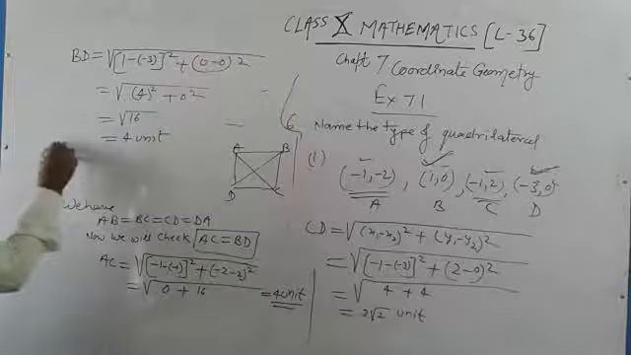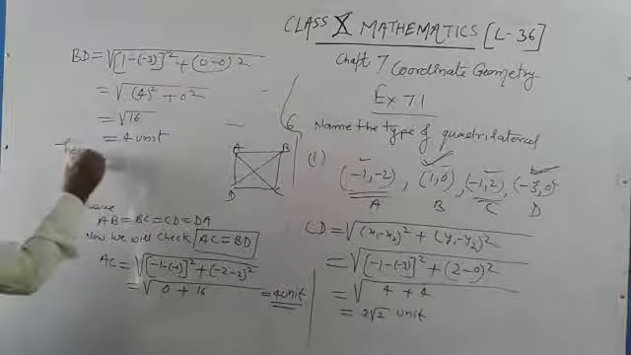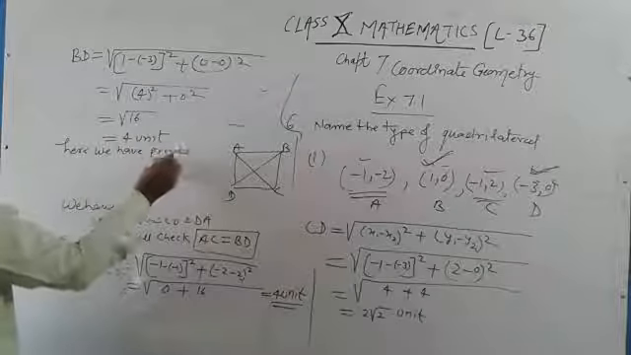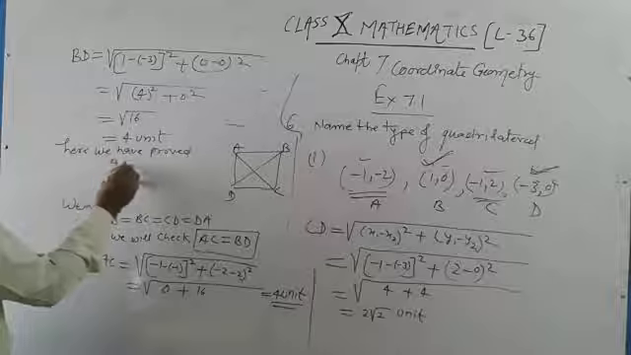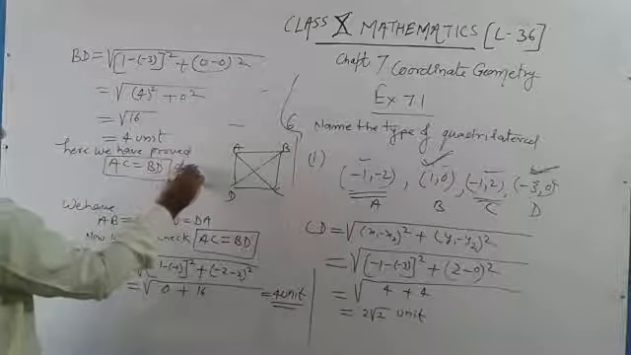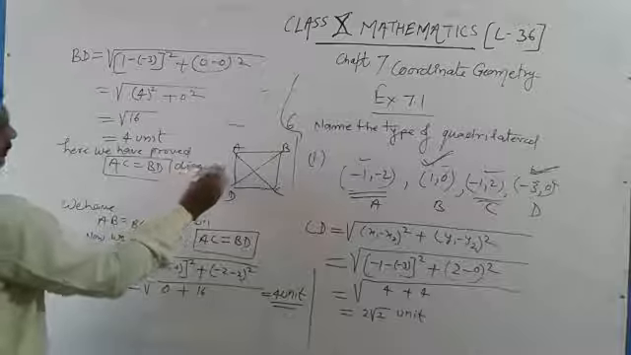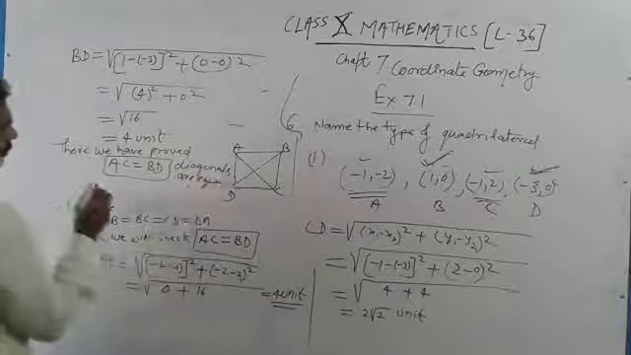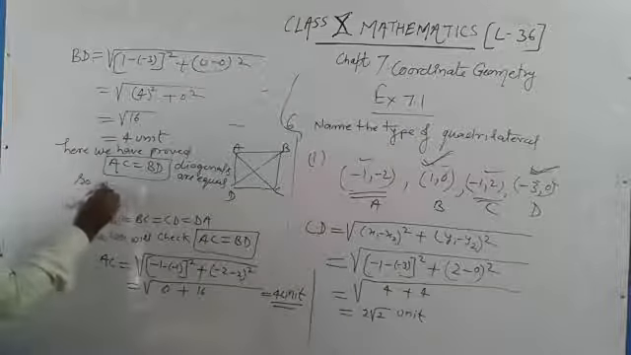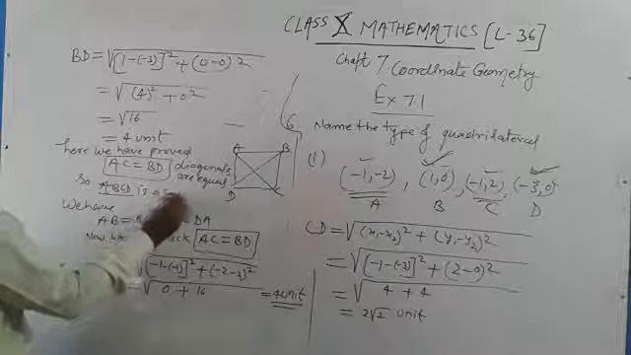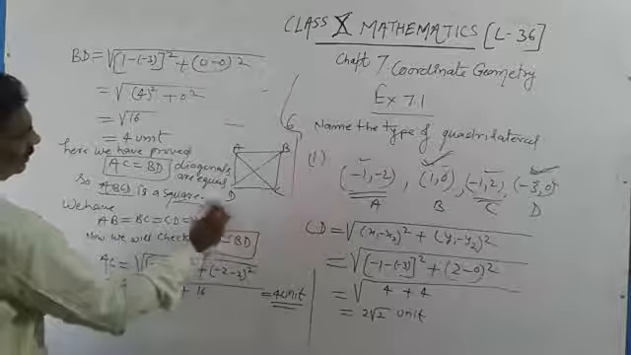So here we have proved, what proved? AC is equal to BD, diagonals are equal, diagonals are equal. So ABCD is a square. It is proved.